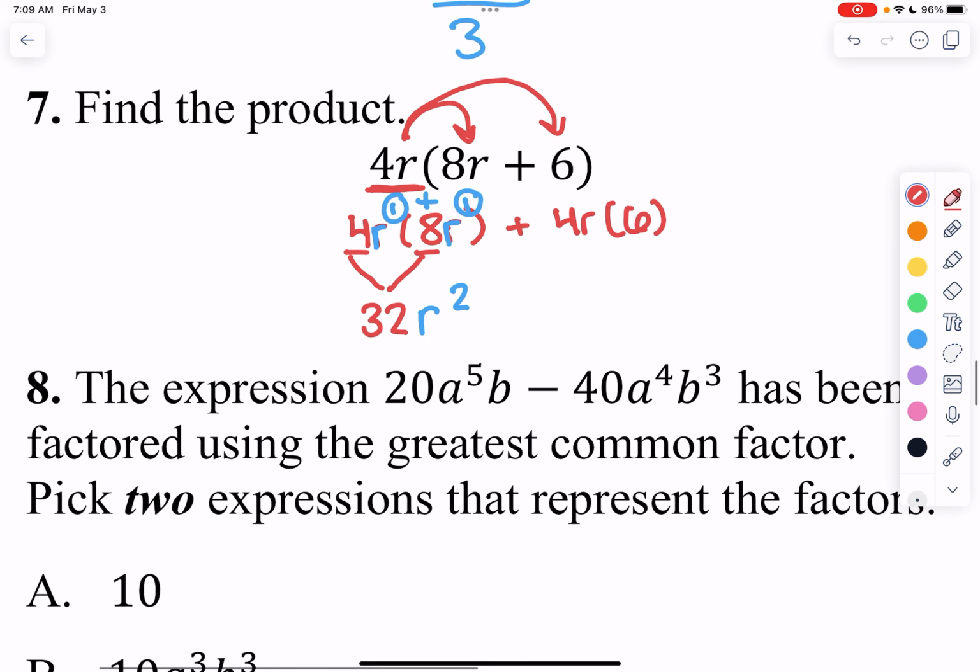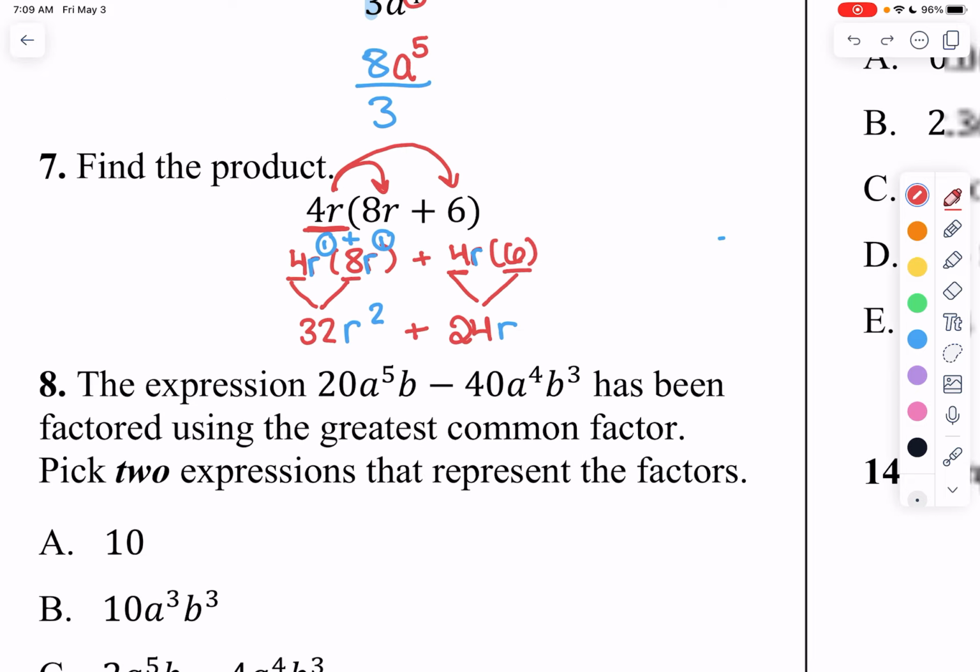The second one is easier because there is only one variable, so I will multiply my coefficients. 4 times 6 is 24. And then the r is all by itself, meaning we are not going to touch it, meaning we drop it. 24r. And then what do we put in between these things? We put a plus because this 24r is positive and not negative.